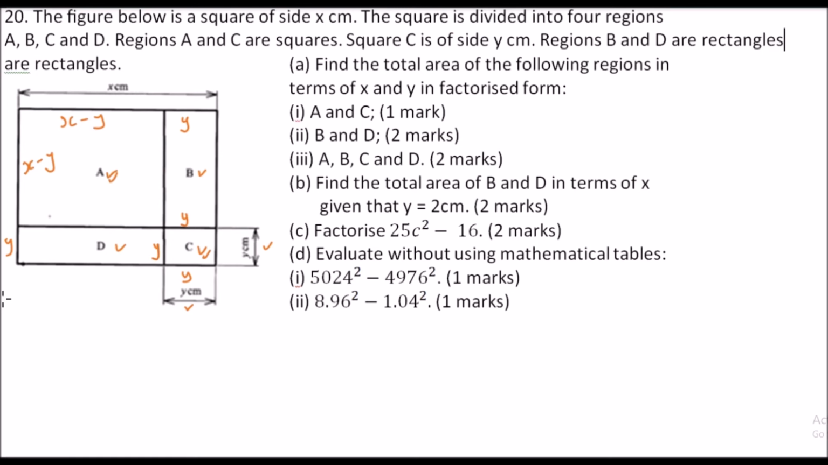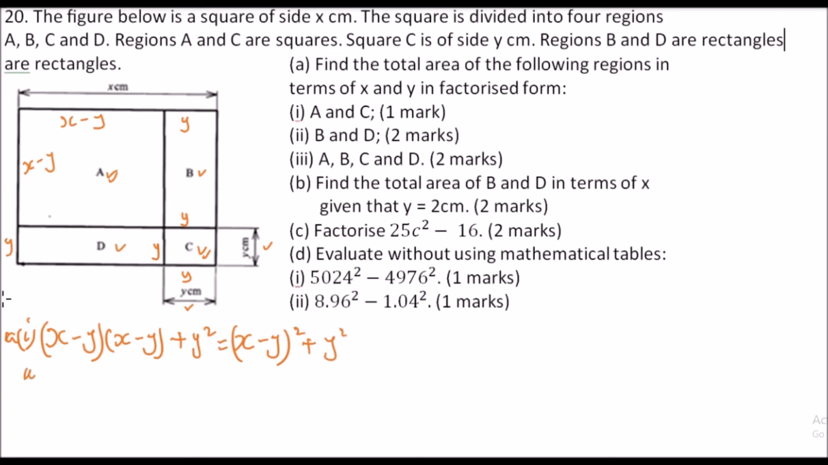So we start with A and C. We have Roman number 1. The area of A is x minus y, you multiply by x minus y, then you add the area of C, which is y times y, and that will give you y squared. So we can say this is (x minus y) squared, and then we have plus y squared. So that is Roman number 1.